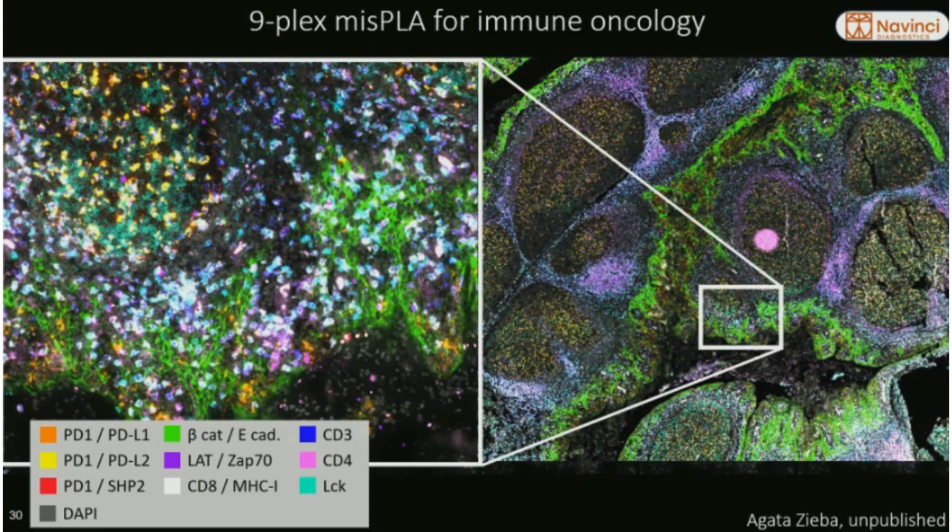This has now been expanded by the company Navinci, which I'm affiliated with. They are looking at PD-1 with PD-L1, PD-1 interacting with PD-L2, PD-1 interacting with SHP2, and some other interactions. And you can get all this together. You add all antibodies together, make the rolling circle products, and then read them out all at once if you can distinguish that many colors, or a few at a time. Remove the signal and look at the next set.